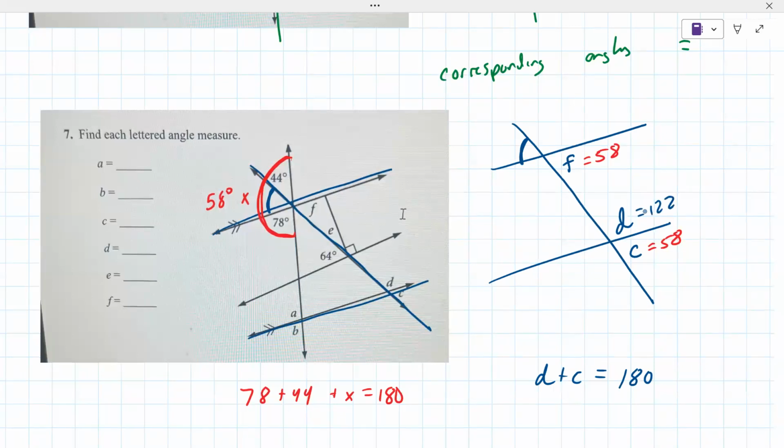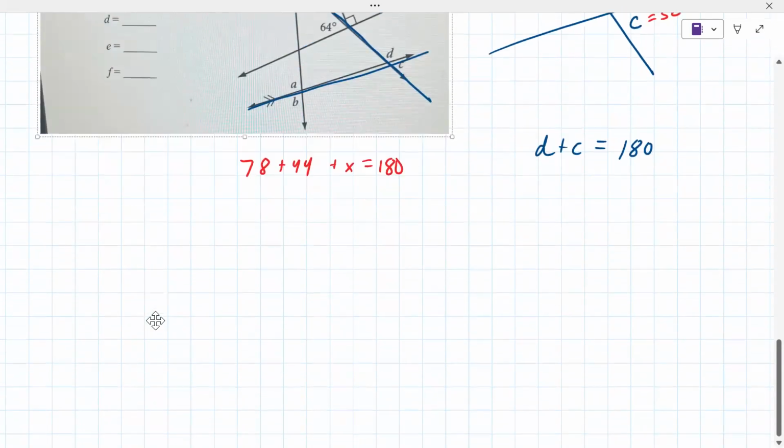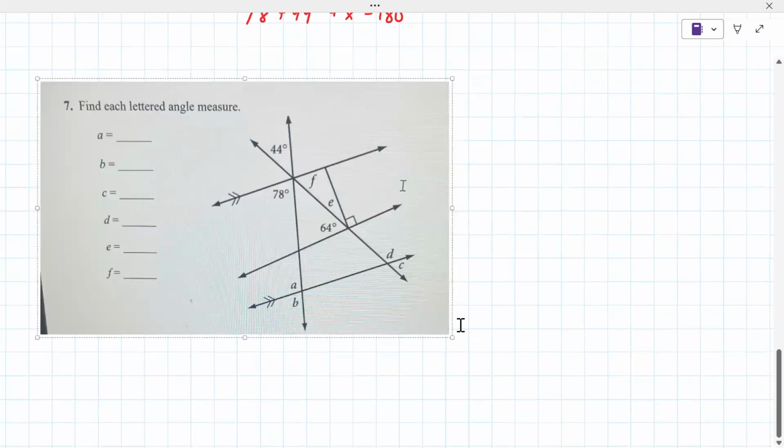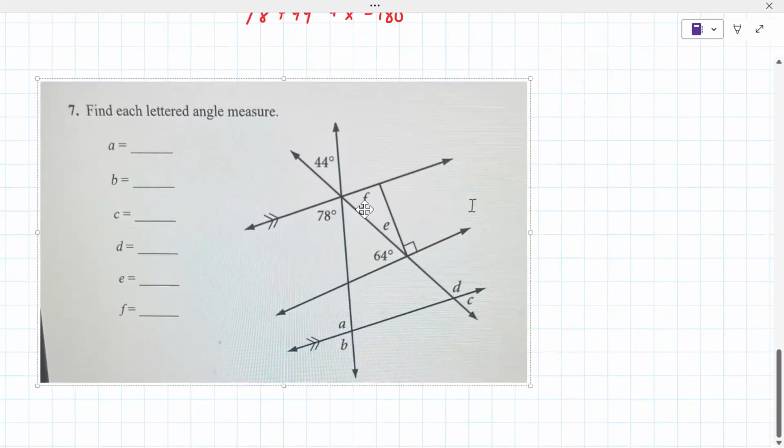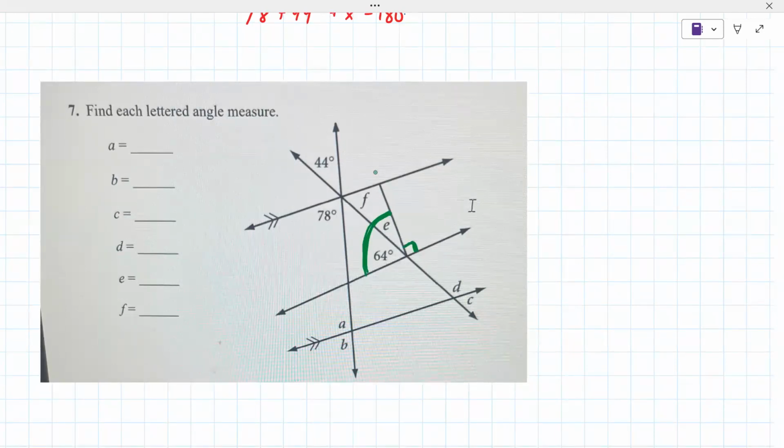Okay. So we're getting down to the end here. We actually already have F. Sometimes you get so much going on, it's hard to figure out. So we found F. E is kind of part of this angle right here. The other side is 90. So what is this in green on the left? What's the measure of that arc? 90, because it's half of 180. Yeah, 90 plus 90 is 180. So E ends up being 26 degrees.